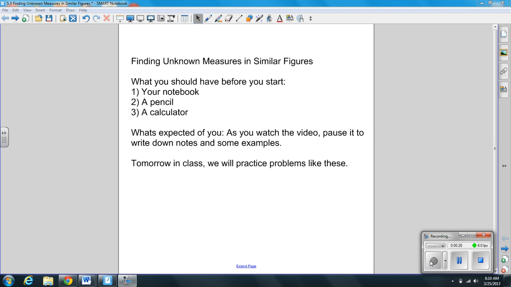As you watch the video today, pause it along the way to write some notes down, draw some of the diagrams, and some of the examples along with the work, so you have some class notes with you so we can discuss them in class tomorrow. So here we go. Let's begin our lesson.